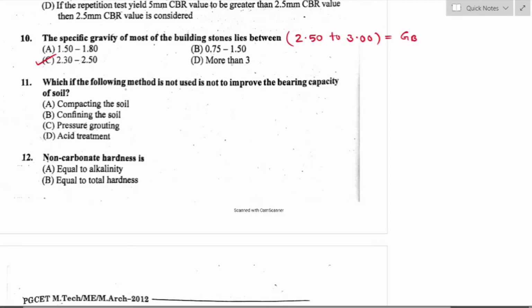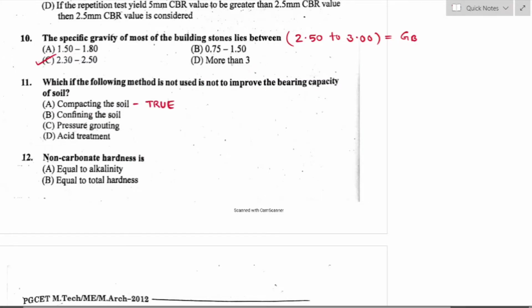Question number 11. Which of the following method is not used to improve the bearing capacity of soil? Option A. Compacting the soil. If we compact the soil using appropriate method, then there will be increase in density and shear strength. So, option A is true.